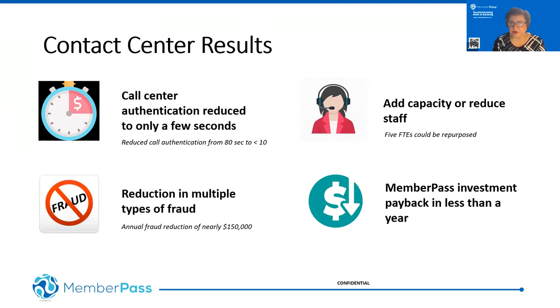So add capacity or reduce staff, or move individuals from one area to another that's needed as a result of that. Fraud, of course, is another attribute of results. We anticipate, using some industry averages, that we could save credit unions nearly $150,000 a year in fraud, just in the call center alone. This is not looking at any other channels. And the payback of their investment can be made in less than a year.